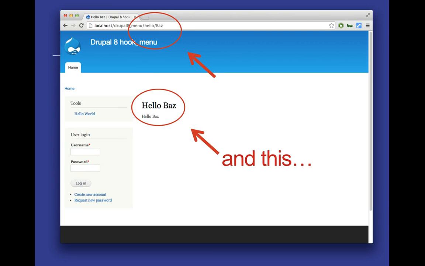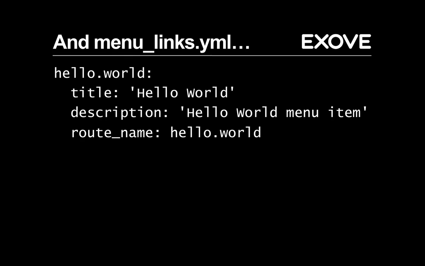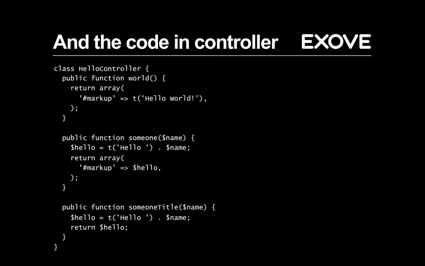What do you need? First of all, you have a routing.yaml, which has some stuff. You have menulinks.yaml, and then you have the code somewhere. Actually, now it's in a controller, which, if you for example saw over here in the last slot where James was talking about the Twig extension, the controller was somewhere deep down there in a folder.